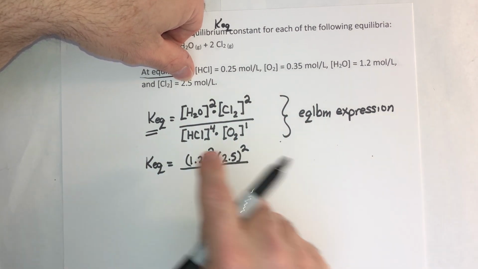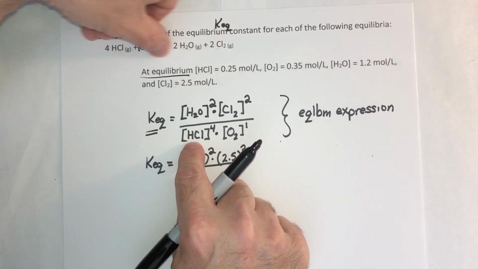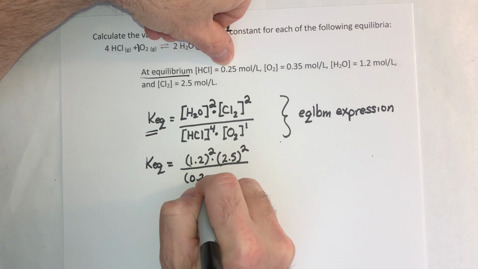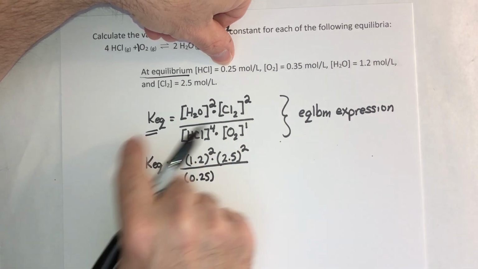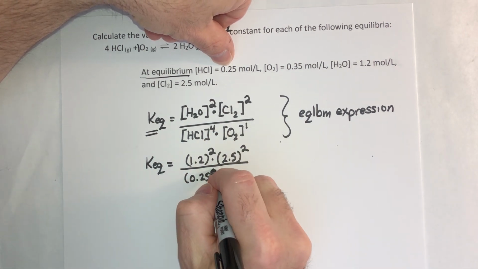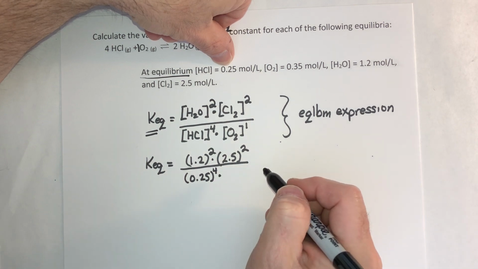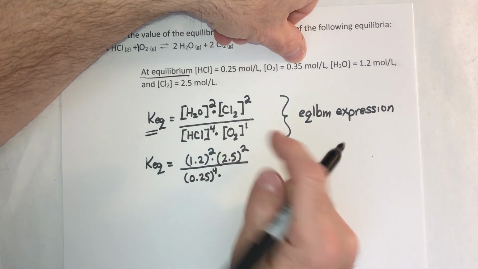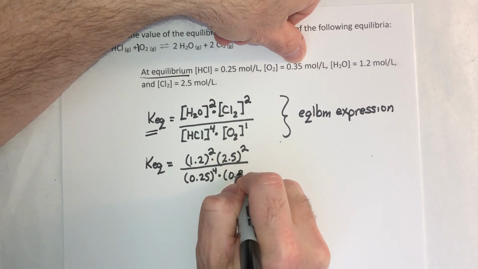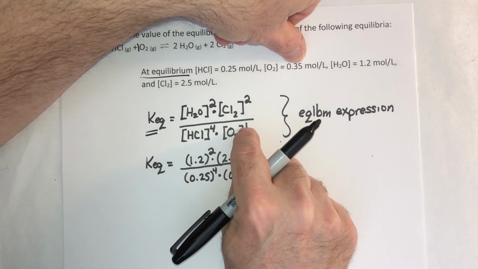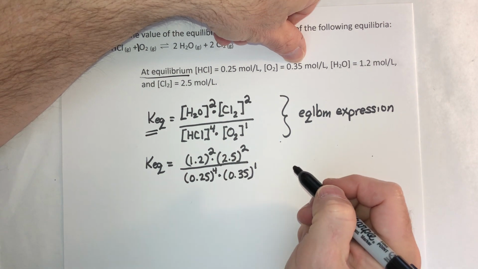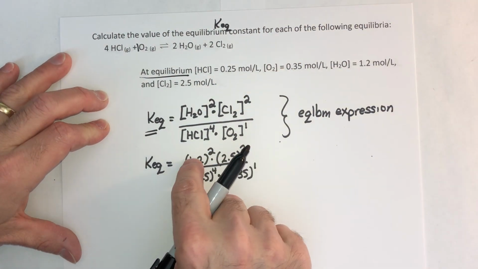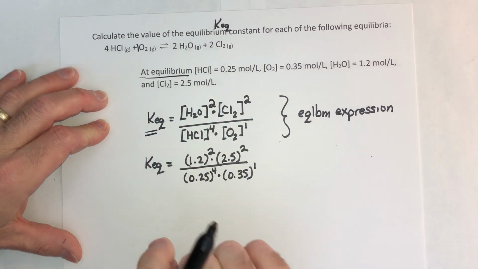In the denominator, you've got concentration of HCl. Well, I have that. Concentration of HCl is 0.25. It says that it should be to the power of 4, so that's power of 4. And then the last thing we have is concentration of O2. Concentration of O2 is 0.35, and it is to the power of 1. So be very careful that when you're substituting the numbers in, you put the right number in the right place. You don't want to mix them up.